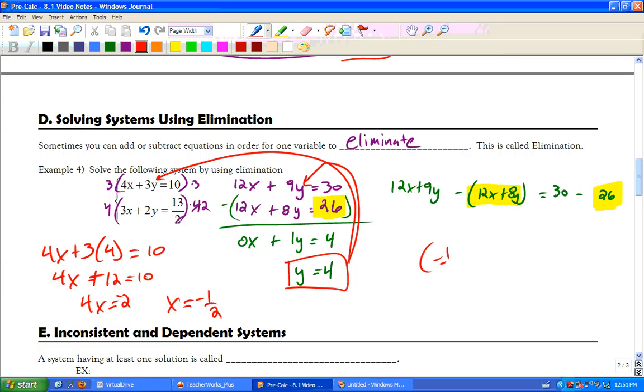So my point is negative 1/2, comma 4. It's not a bad idea to go and check, plug them in. Negative 3 halves plus 8, 8 minus 3 halves gives me 13 halves. So that's the process of elimination.